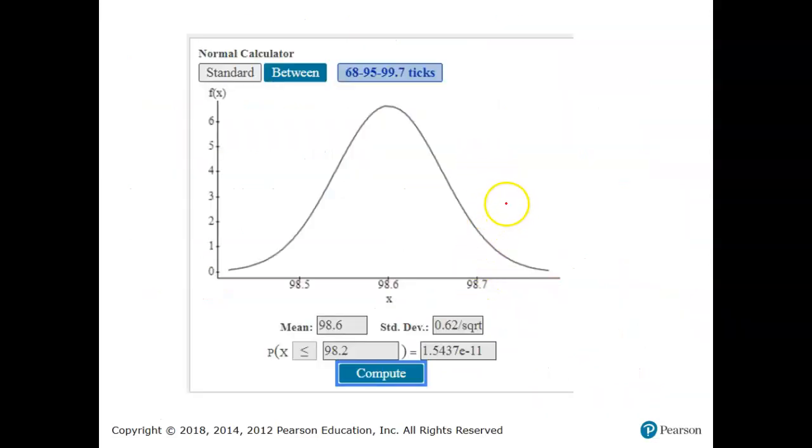Okay, so this is how we would put this one in StatCrunch. So we would have 98.6 for the mean. We put in our standard deviation here, and we want less than or equal to 98.2. So that gives us this probability here.